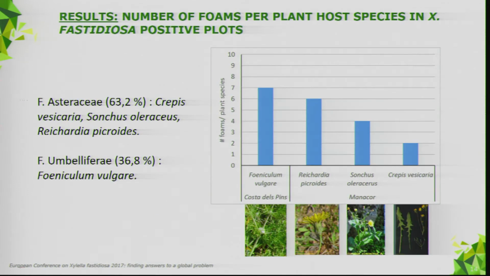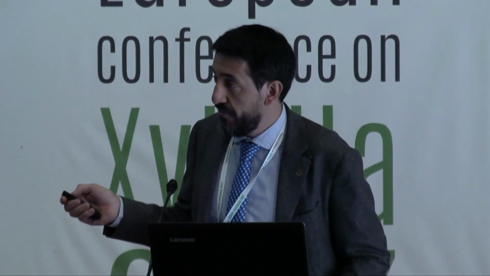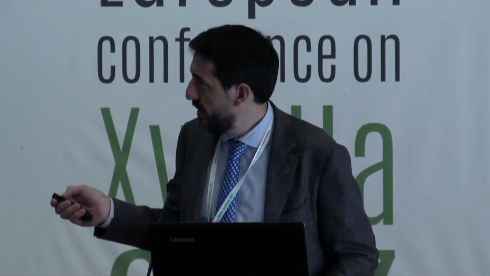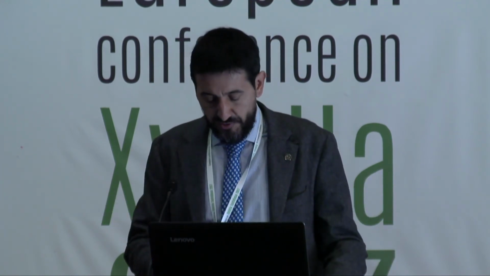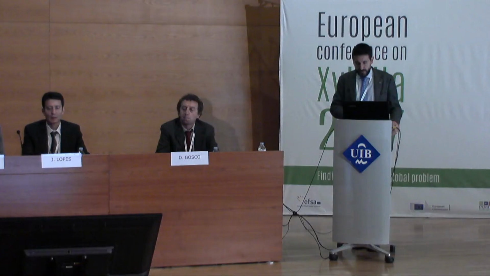In regards to the plant species in these positive places, as you see, we have the same species as in the other places. Reichardia picroides again is one of the species that had the highest number of foams, but differently from the other places, Foeniculum vulgare, a species that in our area is always holding a lot of foams, is really particularly used by Philaenus spumarius for its development.